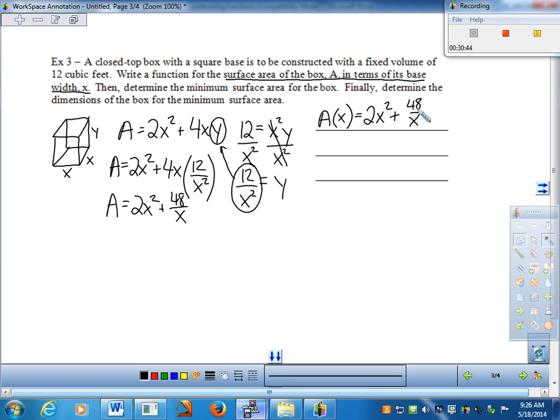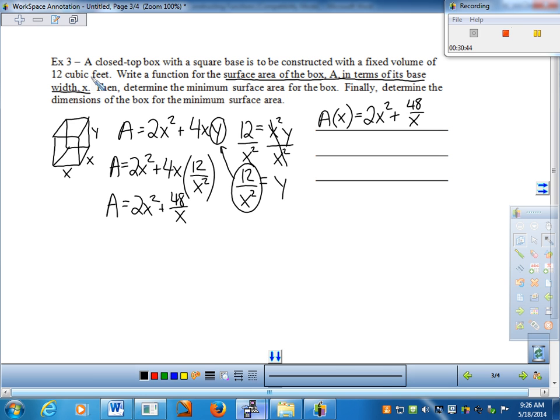Area in terms of x. Notice what we want to do in this case. We want to optimize the function, in this case, minimize it. And you can sort of understand the context for this. If we have to get a fixed amount inside this box, so 12 cubic feet, it would probably benefit us to minimize the amount of materials used to construct such a box. So what would be the best way to construct a box in order to get 12 cubic feet inside?